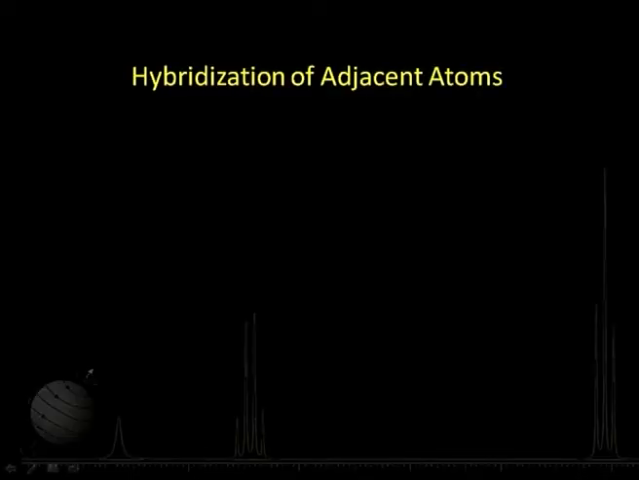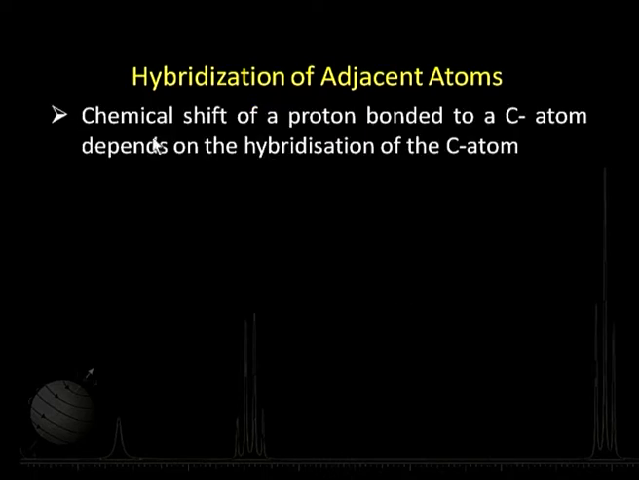Okay. Now, having talked about the effect of electronegativity in reasonable detail, let us move further and take up another factor which affects the chemical shift positions of protons, and that happens to be the hybridization of the adjacent atom, or carbon atom to be more specific. What basically happens is the chemical shift of a proton which is bonded to a carbon atom depends on the hybridization of the carbon atom.